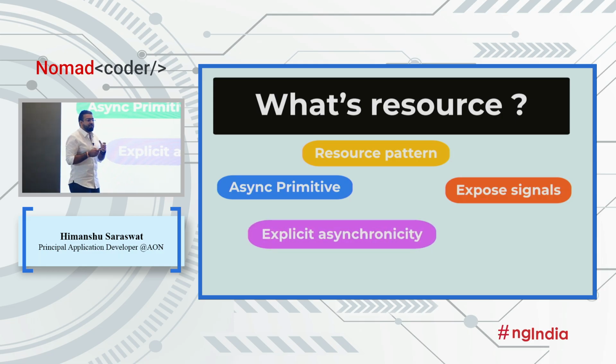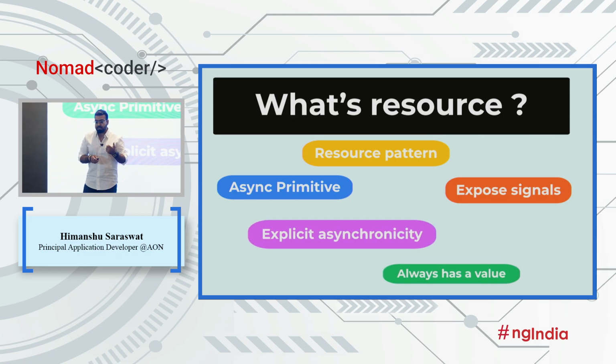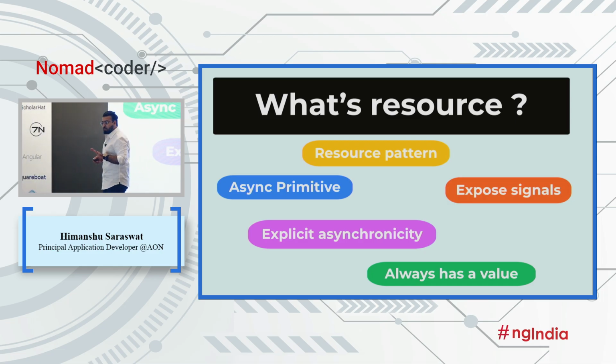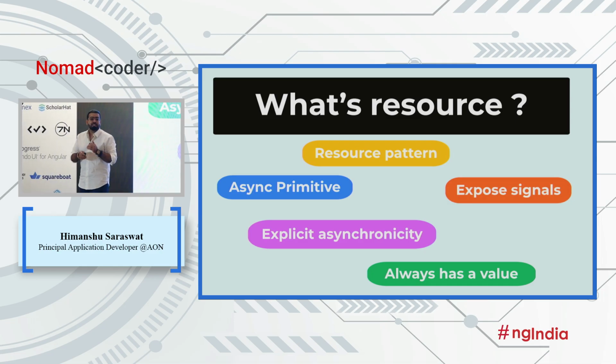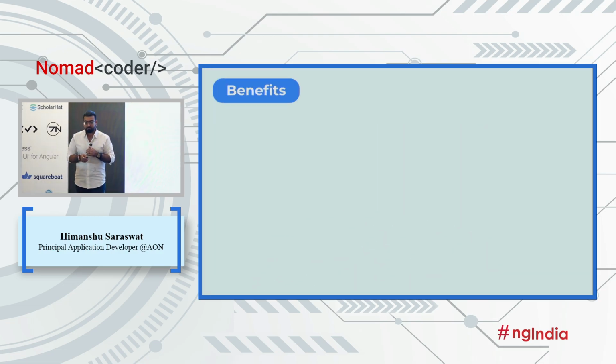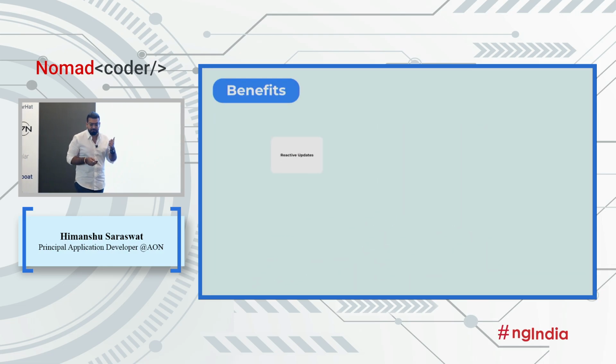The resource pattern gives you explicit asynchronicity. It always has a value, no matter what, and if it is in a loading state, it will have a value of undefined. Let's quickly go through the benefits.